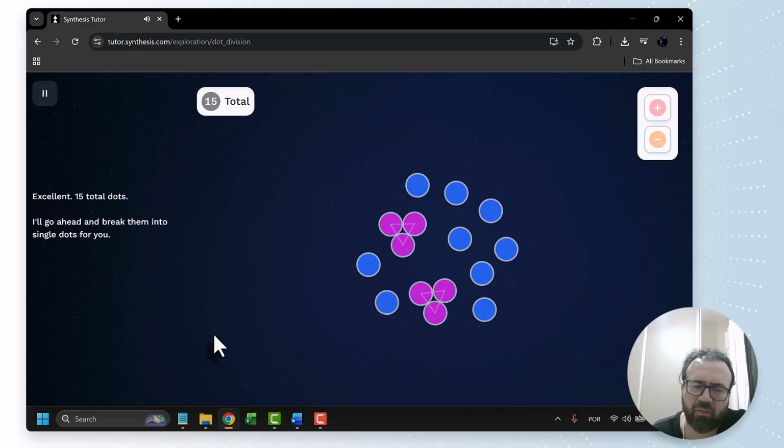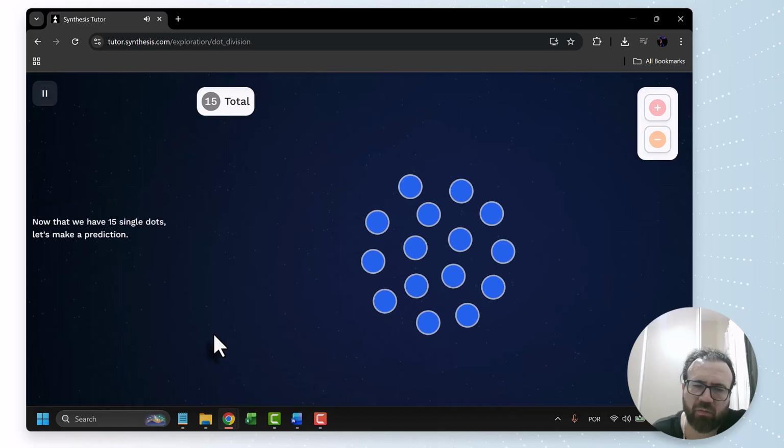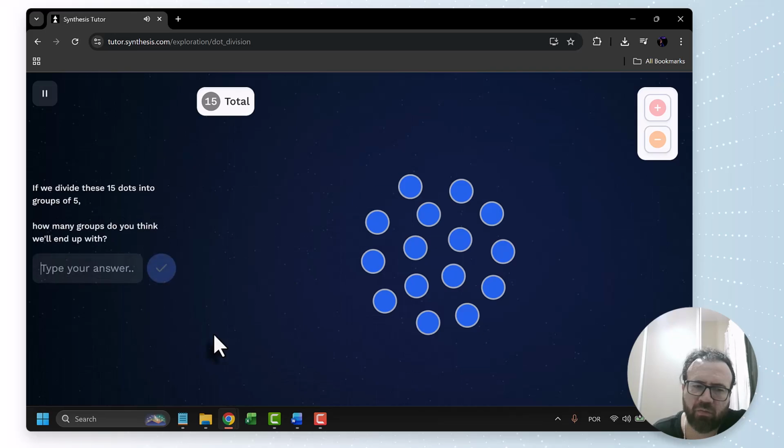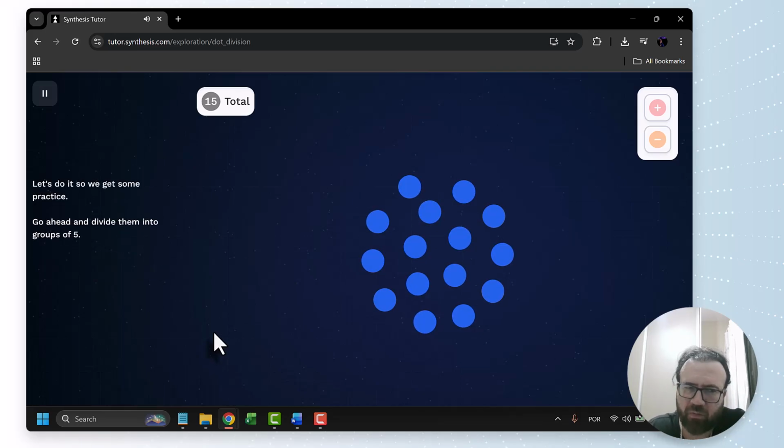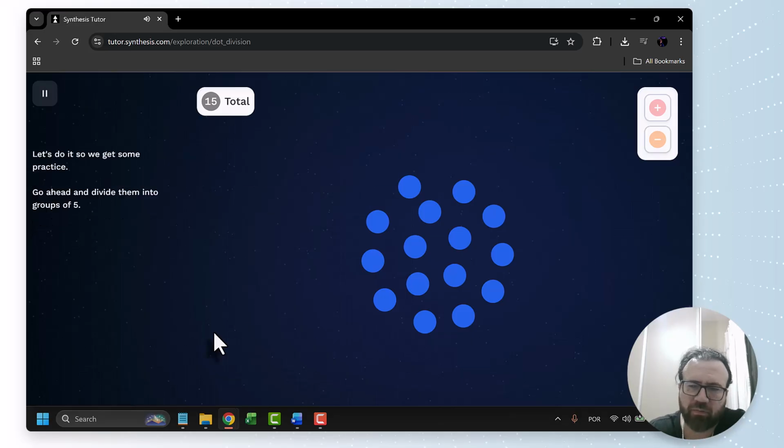Excellent. 15 total dots. I'll go ahead and break them into single dots for you. Now that we have 15 single dots, let's make a prediction. If we divide these 15 dots into groups of 5, how many? Nailed it. Let's do it so we get some practice. Go ahead and divide them into groups of 5.